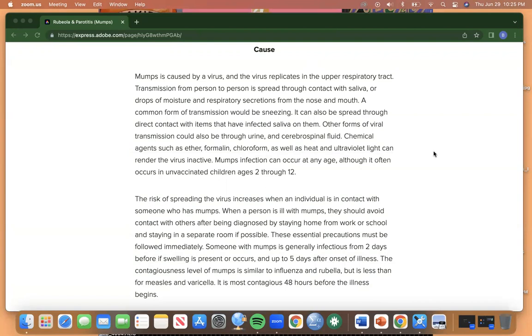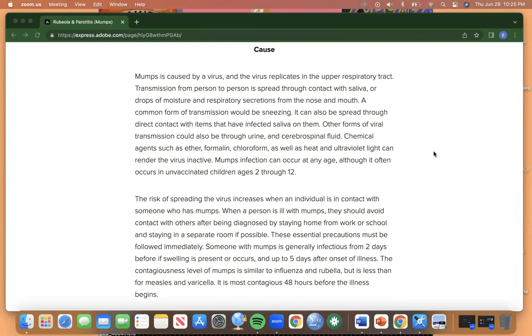Now, mumps infection can occur at any age, although it often occurs in unvaccinated children ages 2 through 12. The risk of spreading the virus increases when an individual is in contact with someone who has mumps. When a person is ill with mumps, they should avoid contact with others after being diagnosed by staying home from work or school and staying in a separate room if possible. These essential precautions must be followed immediately, and someone with mumps is generally infectious from 2 days before swelling is present or occurs, and up to 5 days after onset of illness.